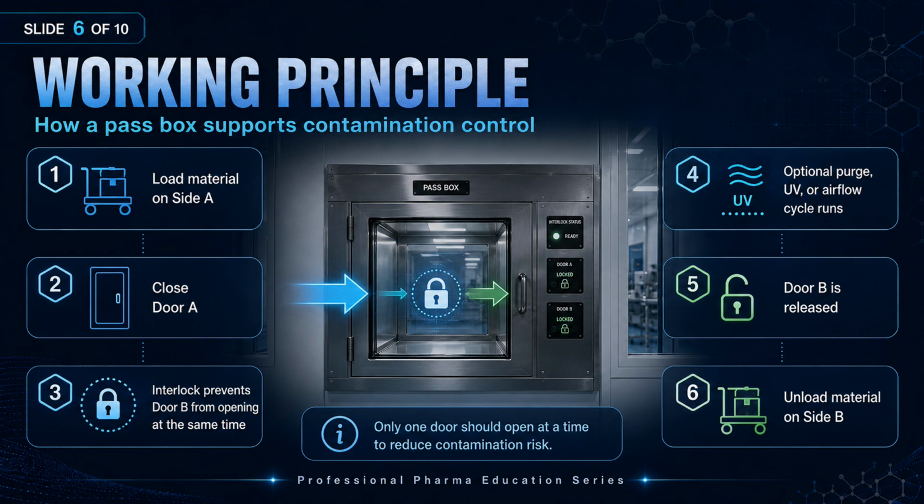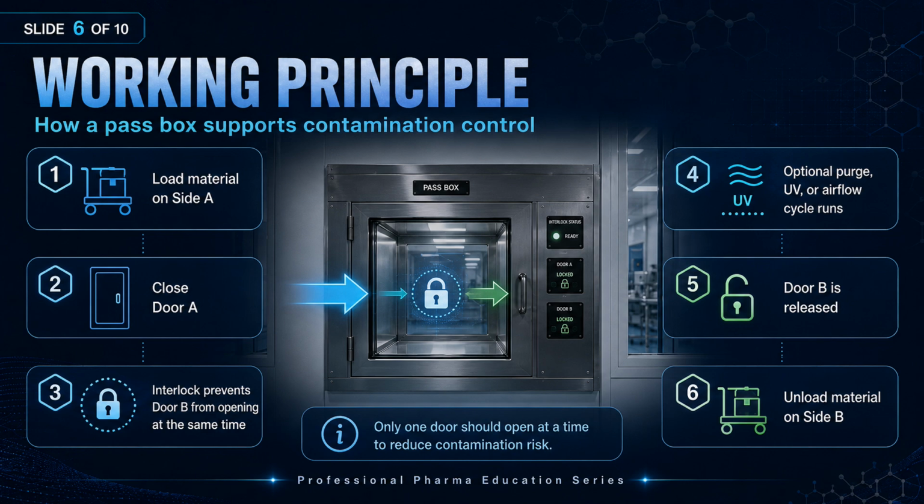Working principle. How does a pass box prevent direct contamination transfer between two controlled areas? The interlock permits only one door to open at a time, while optional airflow, UV, purge, or VHP cycles condition the chamber before the opposite door is released.